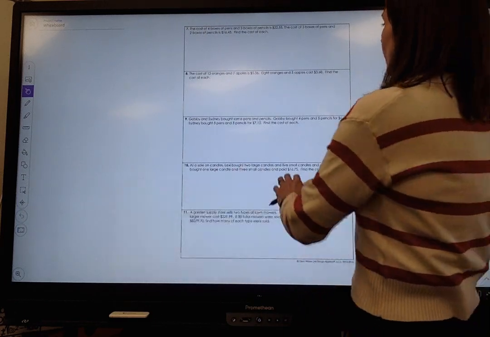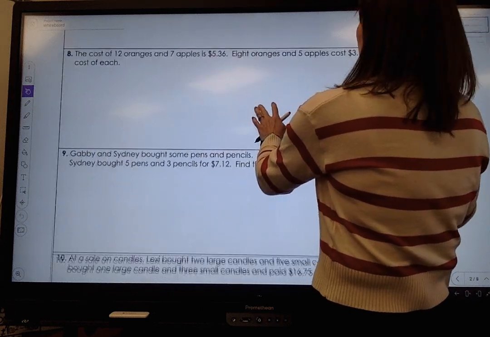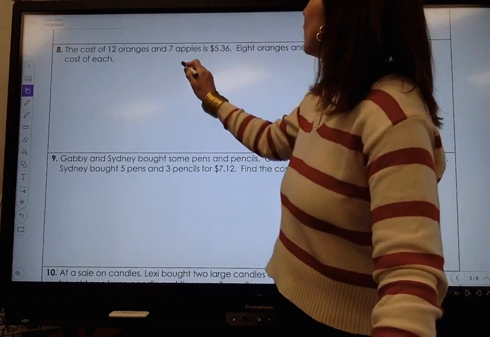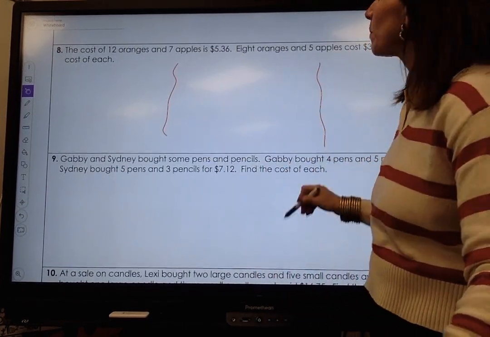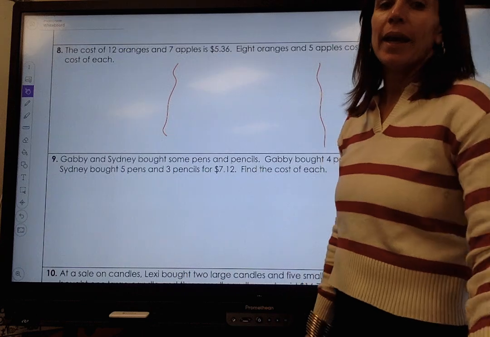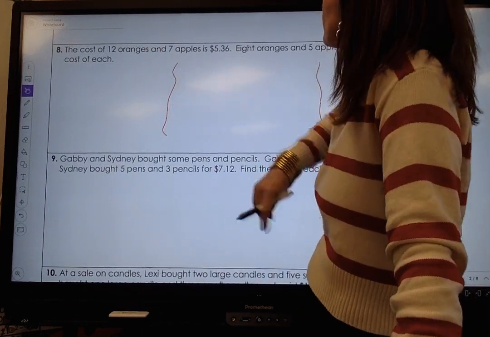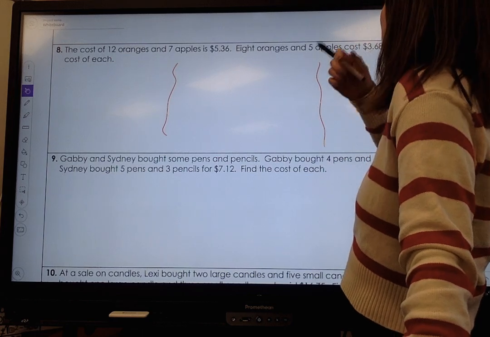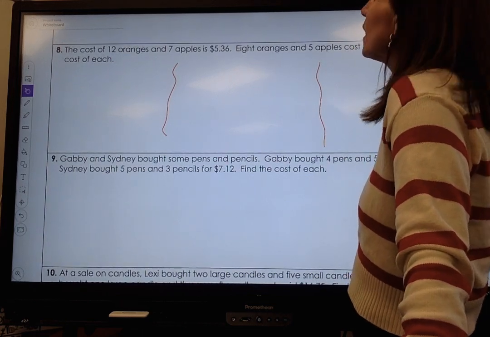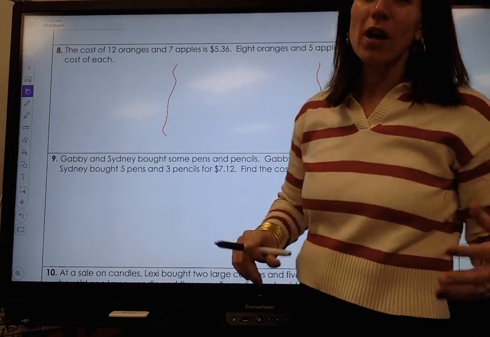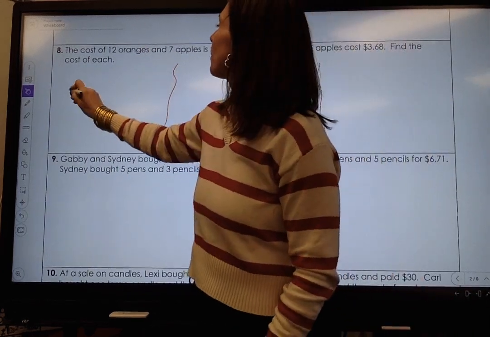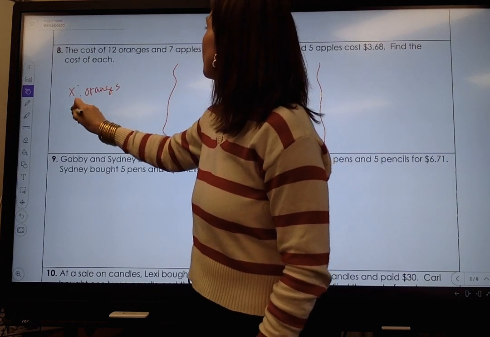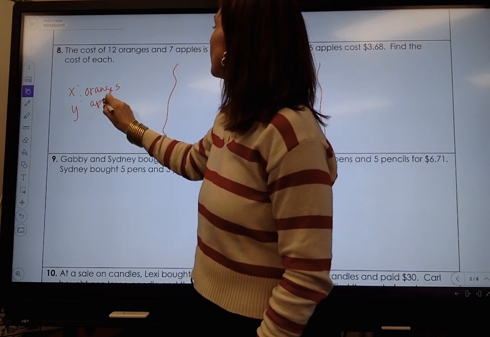All right, so now we have something other than two numbers. I still want to split it into three groups. And on this one, it says 12 oranges and 7 apples cost $5.36. 8 oranges and 5 apples cost $3.68. Find the cost of each. So what are we talking about here? Well, we're talking about oranges and apples. So I'm going to let x be oranges, and I'm going to let y be apples.